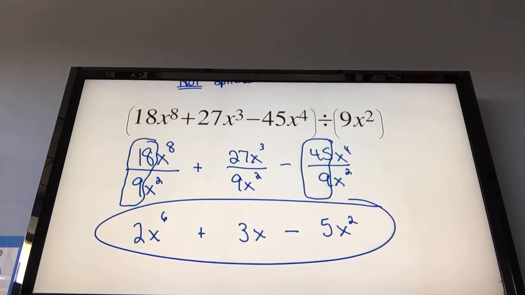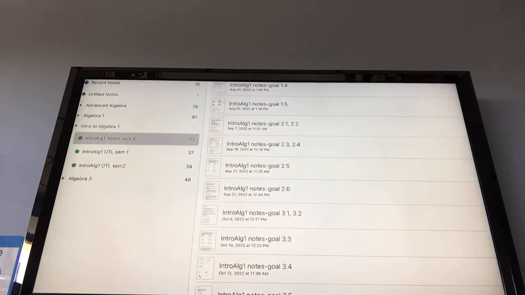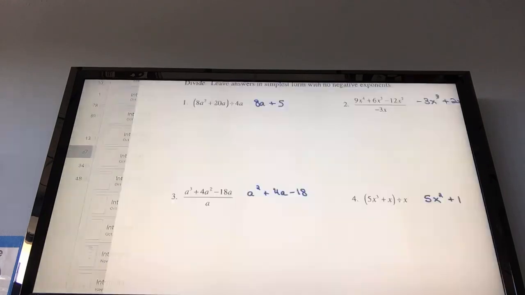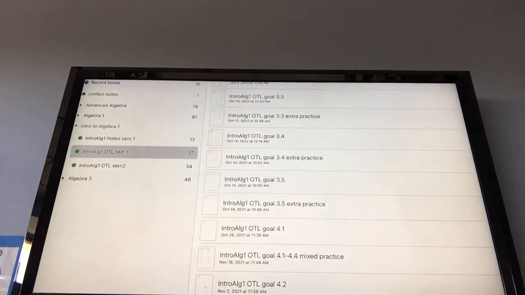Okay, pull up that OTL, and I will give you, I don't know, gotta see how long it is first, I don't remember. There's 8 questions, so I will give you 15 minutes. 15 minutes, okay? Look at the clock, 15 minutes. 3.5, not the extra practice, just the regular one.